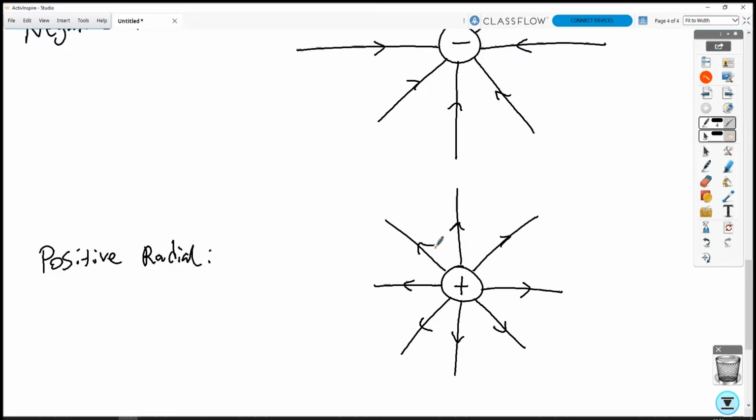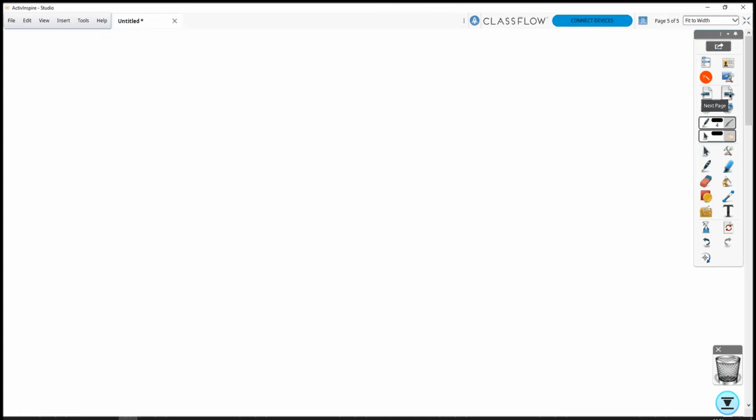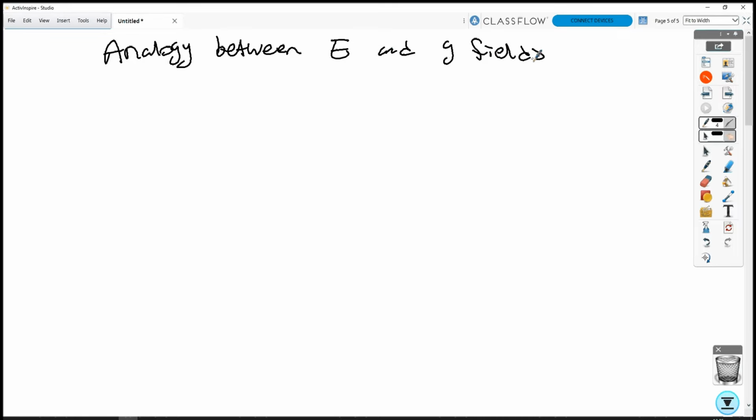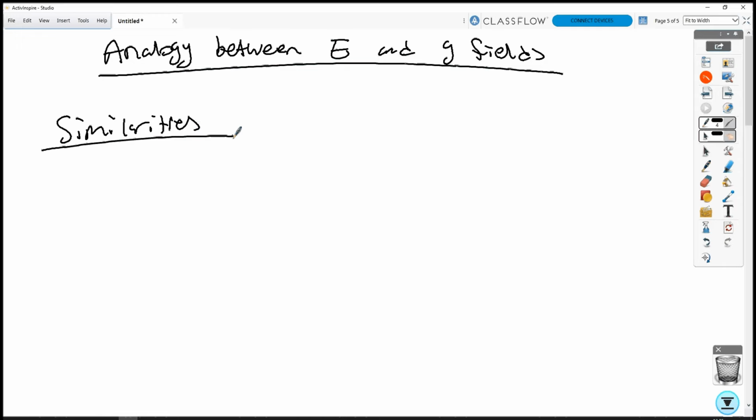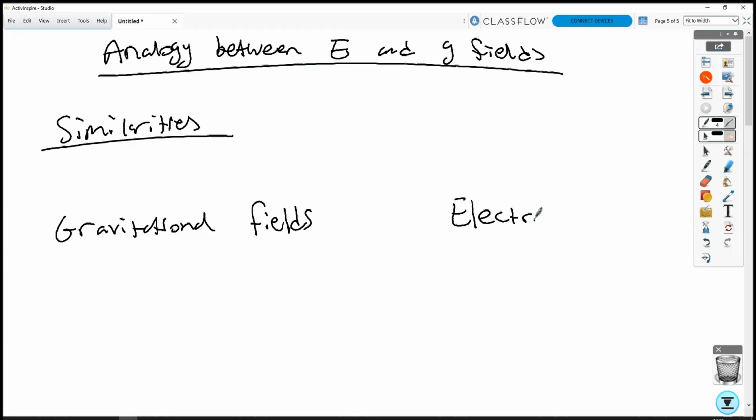Right, we can start a new page. And we'll do the analogy between E and G fields. We'll start with similarities between them. So we'll do gravitational fields on this side of the page, and we'll do electric fields on the right side.